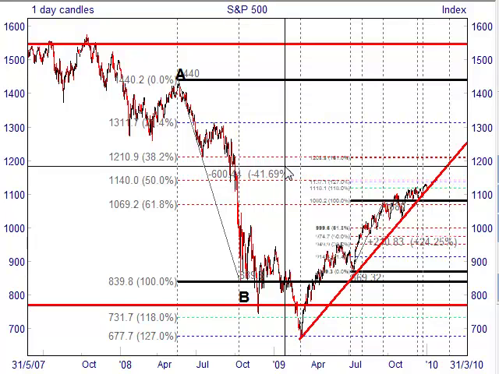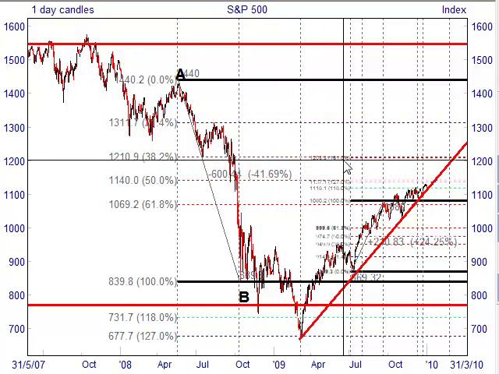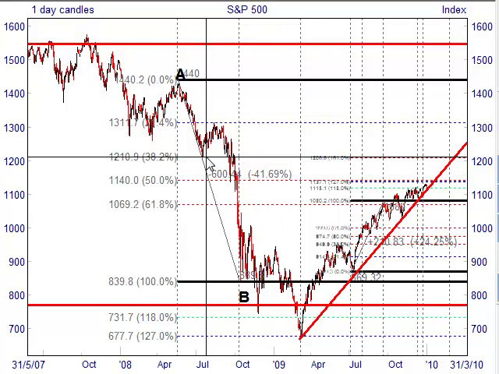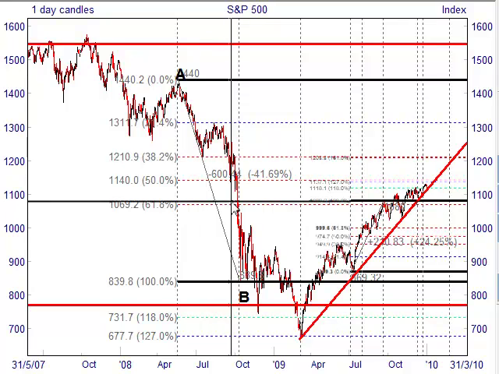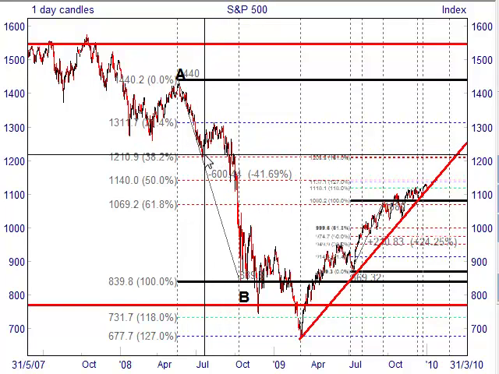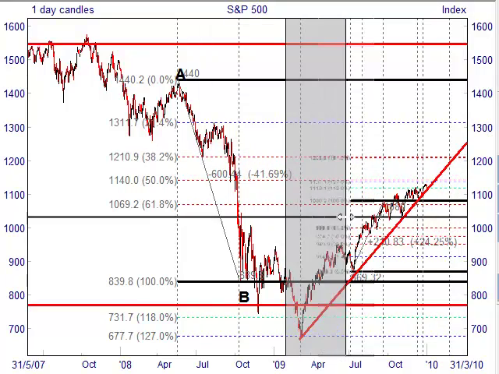There's also a confluence where the 1.61 extension level aligns with a 618 retracement level, as well as the past level of resistance becoming support. That's at the 1200 mark.